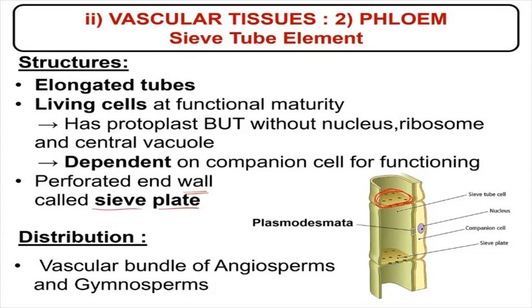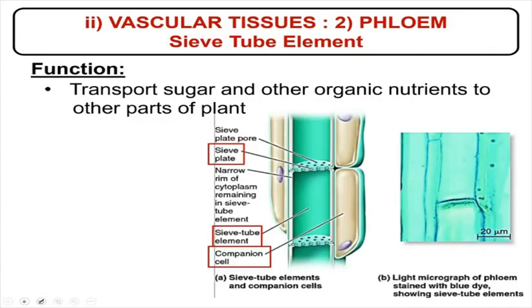We can find sieve tube element in both angiosperms and gymnosperm. Jadi dua-dua ada sieve tube element. So the function of sieve tube element is to transport sugar and other organic nutrients to other parts of the plant. Nanti awak akan belajar second semester pengangkutan tumbuhan daripada source ke sink. Tapi sekarang kena ingat sieve tube element transport sugar and other organic nutrients.